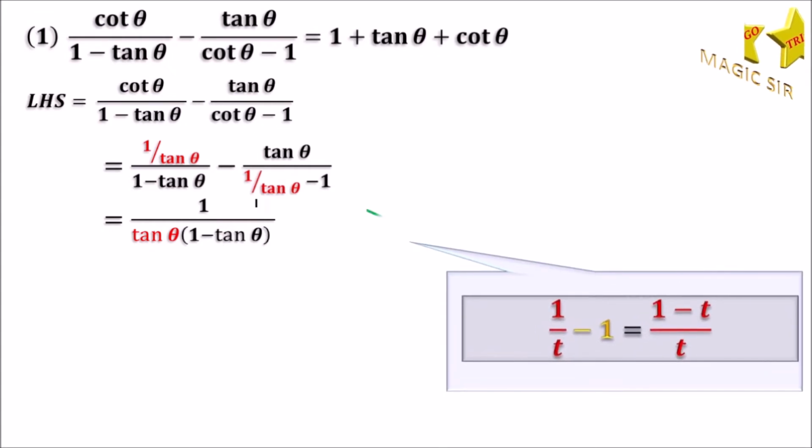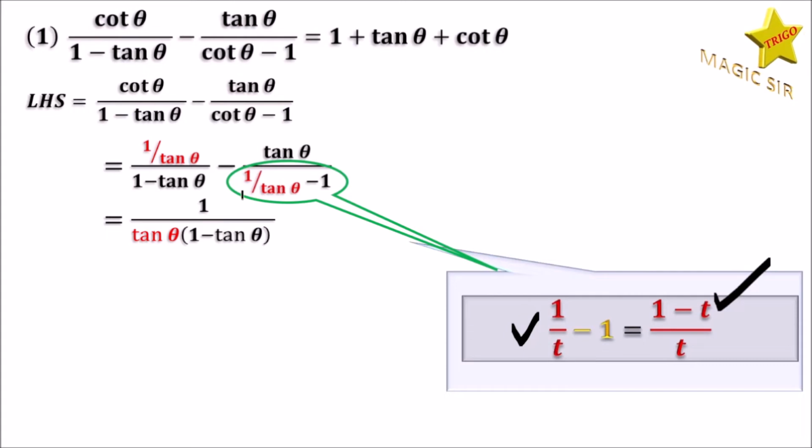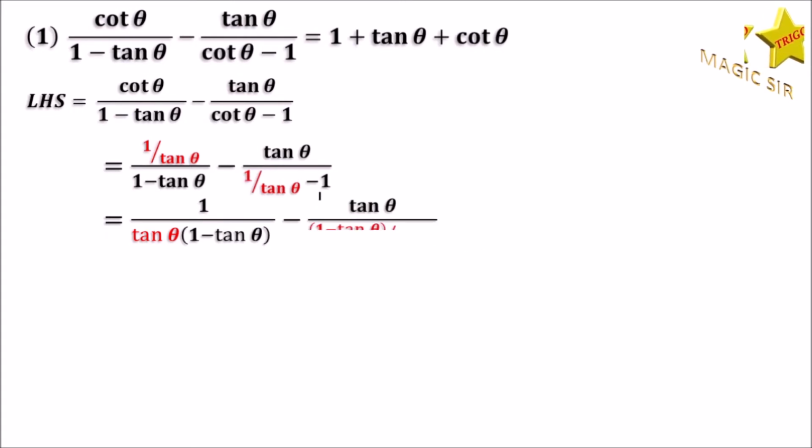Now look at the speech bubbles. If we take tan theta equal to t, then the denominator is 1 upon t minus 1, which is equal to 1 minus t upon t. Again replace t with tan theta. So the second fraction is tan theta divided by 1 minus tan theta upon tan theta.